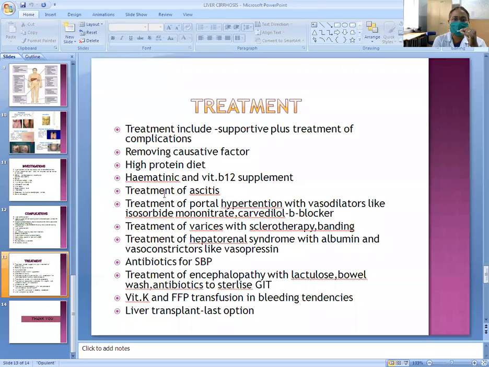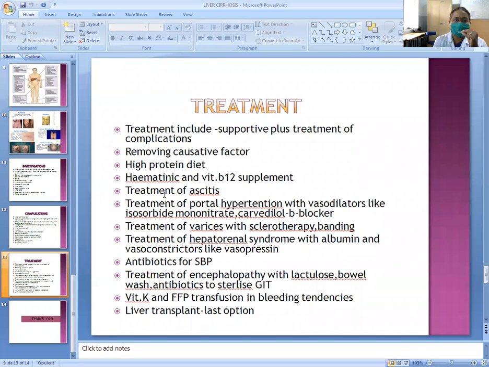So first your aim is to remove the causative factor causing liver cirrhosis. High protein diet, and as these patients are anemic, hematinics and vitamin B12 supplements. Then this patient usually presents with ascites, so treatment of ascites we will discuss later on. Then treatment of portal hypertension. For portal hypertension, the drugs used are vasodilators, mainly isosorbide dinitrate, mononitrate, or carvedilol, a beta blocker. These are the drugs preferred in portal hypertension. Vasodilators decrease portal pressure and decrease the chances of hematemesis. So treatment of portal hypertension is with beta blockers and nitrates.